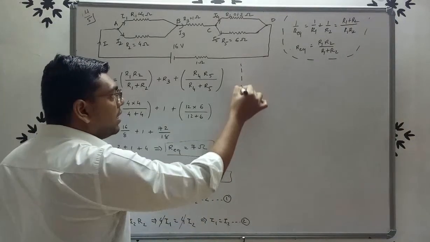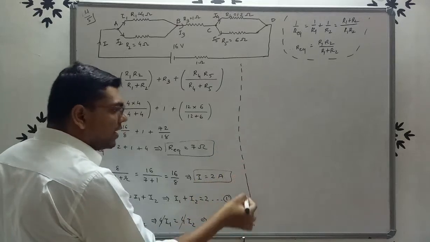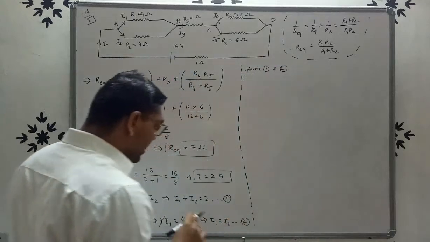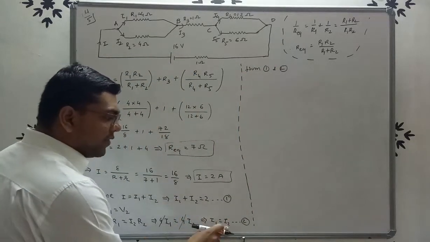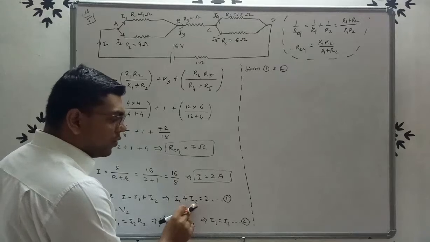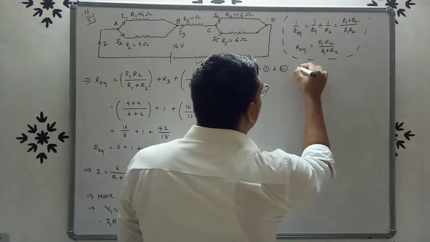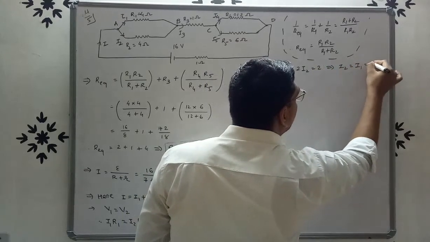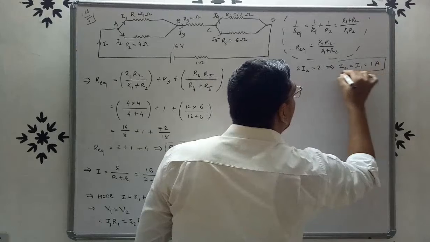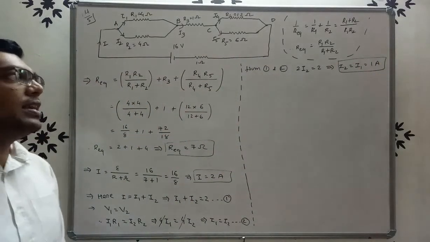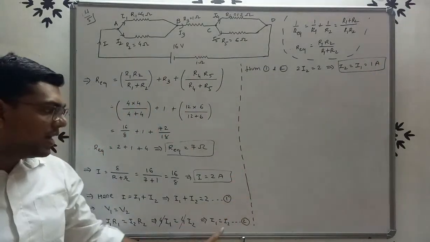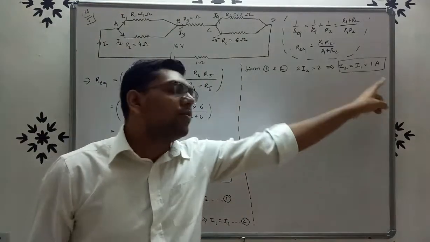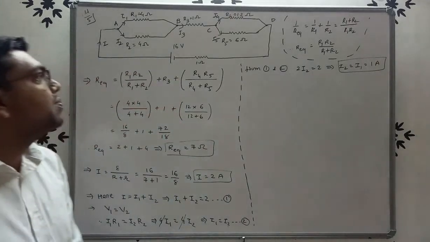So from equations 1 and 2, we can write I2 instead of I1, so I2 plus I2, that is 2I2, so 2I2 is equal to 2, so I2 is equal to I1 is equal to 1 ampere. Because 2 by 2 is 1, and the currents I1 and I2 are the same, so the current flowing through R1 and R2 will be 1 ampere.